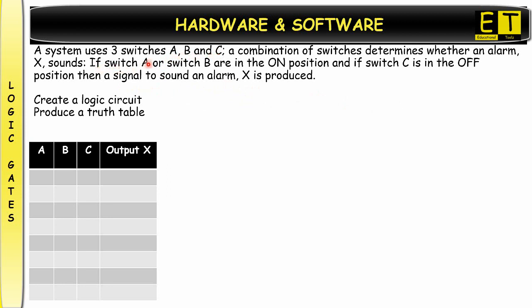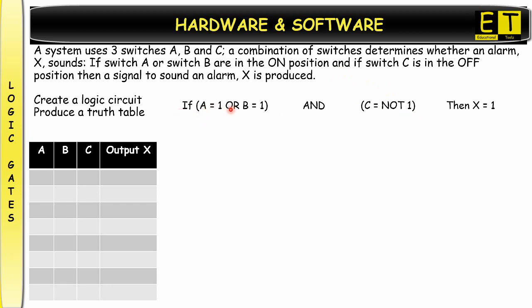If switch A or switch B are in the on position, from this statement we can see that there's an OR gate involved. And then it's saying that, and if switch C is in the off position, then a signal to sound an alarm X is produced. So we can see that switch C is a NOT gate, and joining them together is an AND gate, which will be the output. So let's break it down here.